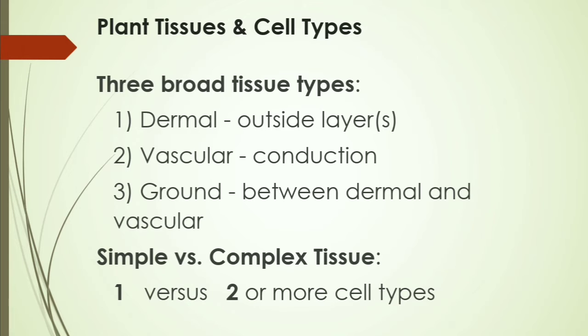There are three broad tissue systems present. The tissue systems are dermal, that is making up outer layers of the plant, vascular, that is responsible for conduction, and ground tissue, that is between dermal and vascular. So the difference between simple and complex permanent tissue is that simple permanent tissue is composed of one type of cell and complex tissue is formed of two or more cell types.